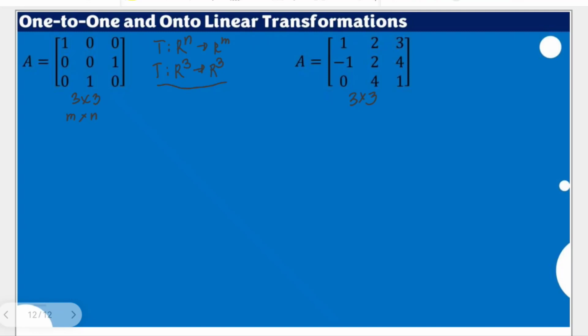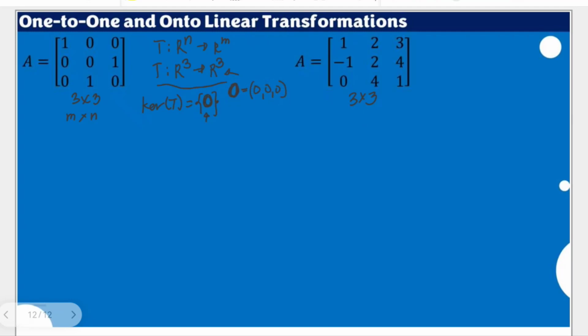We're going to start with one-to-one. We need to show that the kernel of T of these two matrices is equal to the set containing the zero vector. And what does this zero vector comprise? This is an element of our codomain here, so our zero vector is an element of R3, hence it should be in this form: 0, 0, and 0.